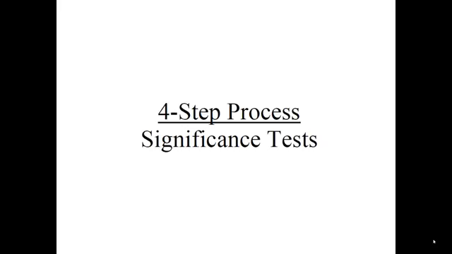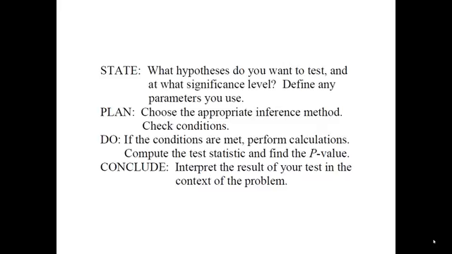The four-step process for significance tests. Number 1, state. What hypotheses do you want to test and at what significance level? Define any parameters you use. 2, plan. Choose the appropriate inference method. Check conditions. 3, do. If the conditions are met, perform calculations. Compute the test statistic and find the p-value. 4, conclude. Interpret the result of your test in the context of the problem.